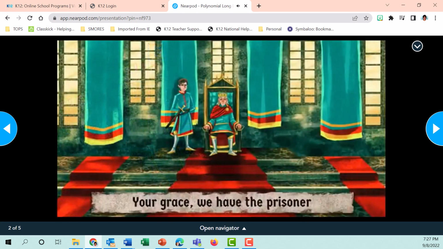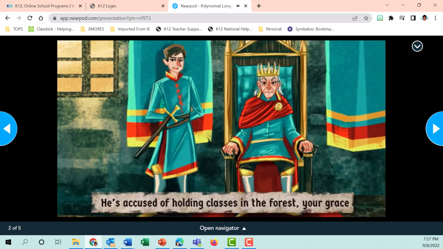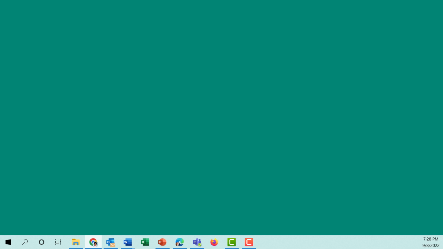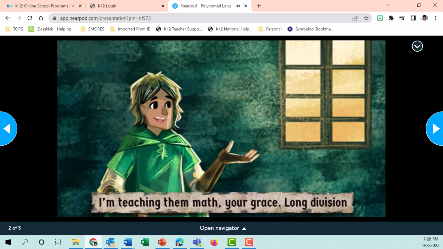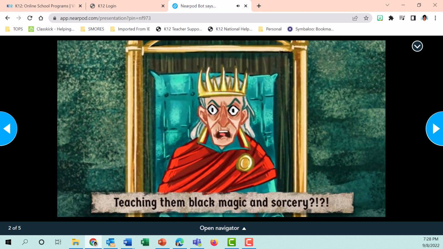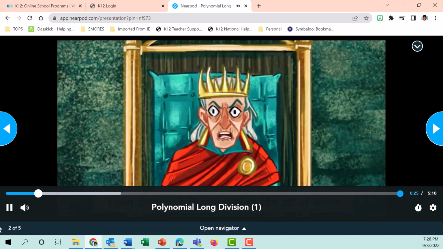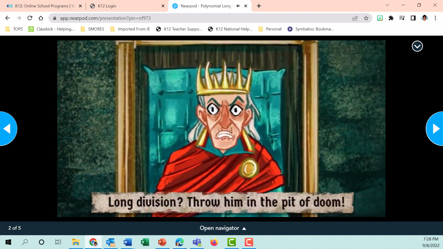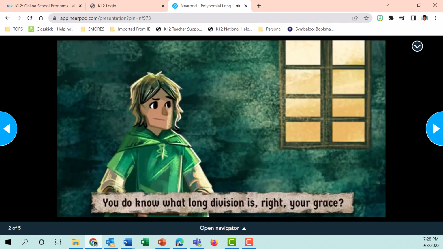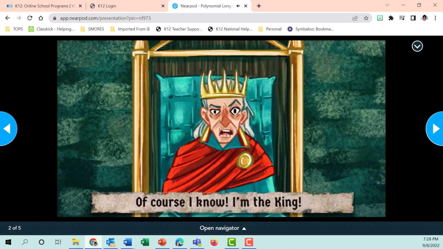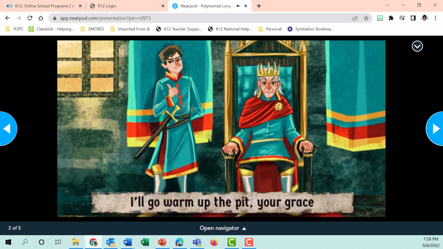Your Grace, we have the prisoner. Bring him forth. He's accused of holding classes in the forest, Your Grace. He's been teaching the peasants. Teaching them? Teaching them what? I'm teaching them math, Your Grace, long division. Teaching them black magic and sorcery? No, Your Grace, it's... Long division? Throw him in the pit of doom. You do know what long division is, right, Your Grace? Of course I know. I'm the king. But explain it to me anyway. I'll go warm up the pit, Your Grace.